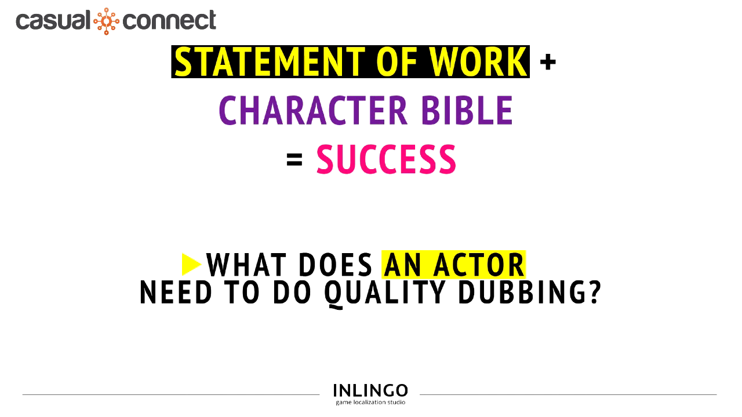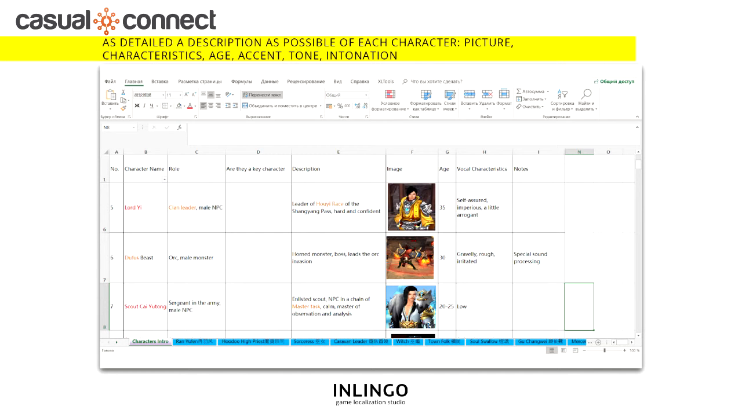Now let's talk about what actors need to do quality dubbing. The most important thing is a detailed description of each character: picture, age, short history of his life, tone, accent, etc. This is called a character Bible because it contains all the information about the character.